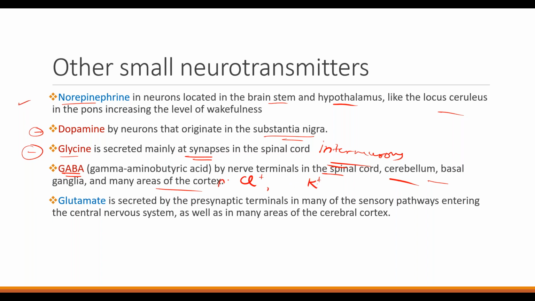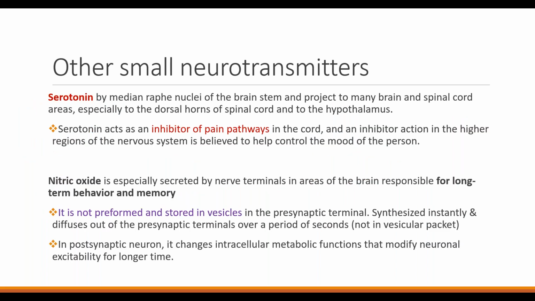So it can activate both this chloride channel and potassium channel, therefore leading to repolarization or hyperpolarization, decreasing the excitability basically. Glutamate almost always is positive. If you see, the red color denotes negativity and the blue color here denotes positivity. Glutamate is secreted by presynaptic terminals in the sensory pathways basically, right? And also in the cerebral cortex. So this is about the neurotransmitters.